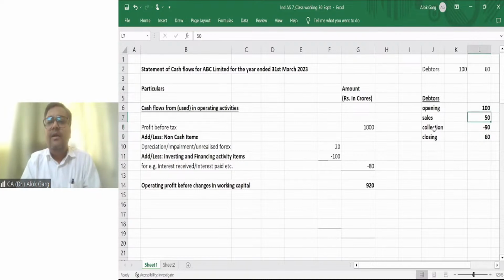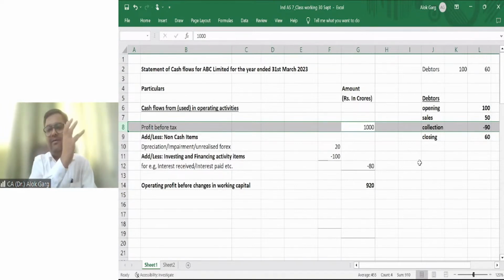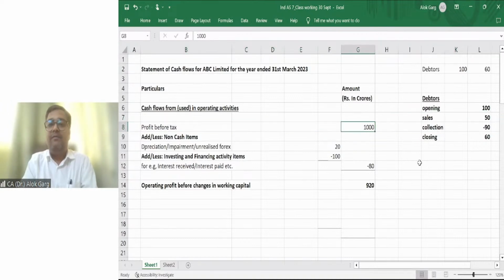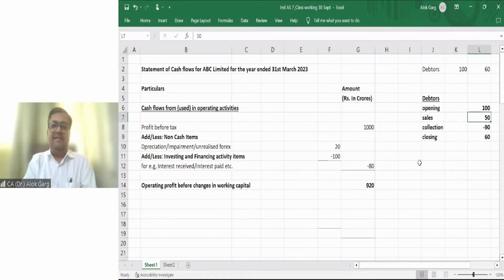Friends, this sale of 50 crore, as I told you, we have started with profit before tax. And in this profit before tax, while preparing your statement of profit and loss, this sales must have already been taken care of. This sales is part of the profit and loss. And that's how you have arrived at the profit, right? So this 50 crore sales is already a part of this profit before tax. Over and above this, the 40 crore which has been collected from the debtor is not coming in your profit and loss.